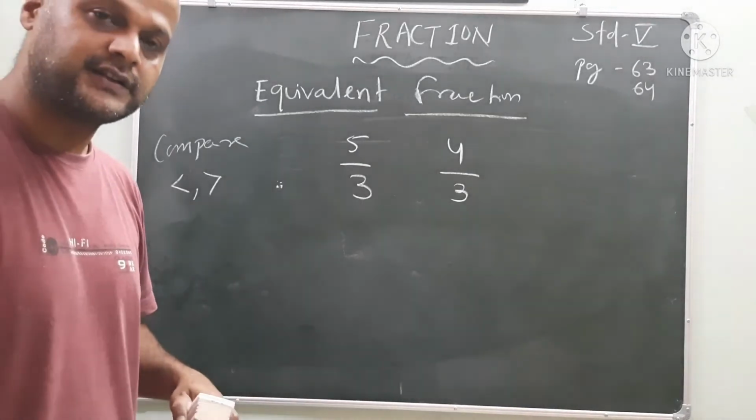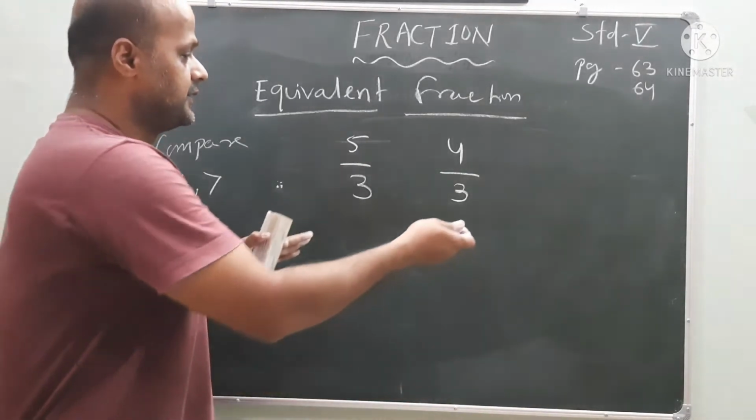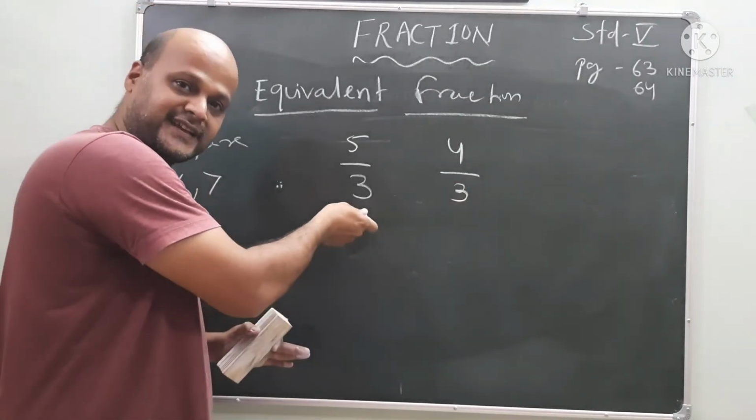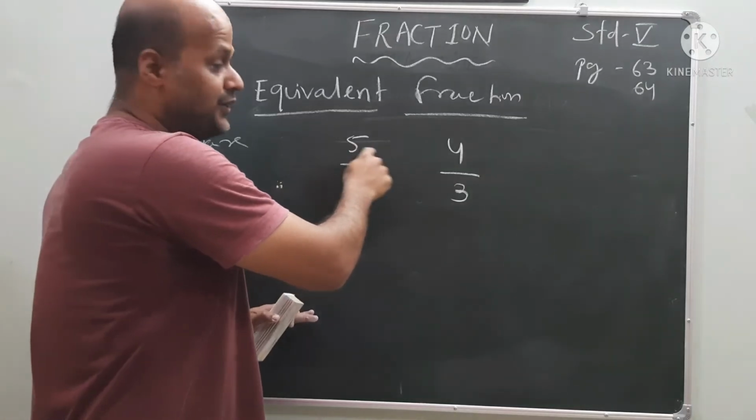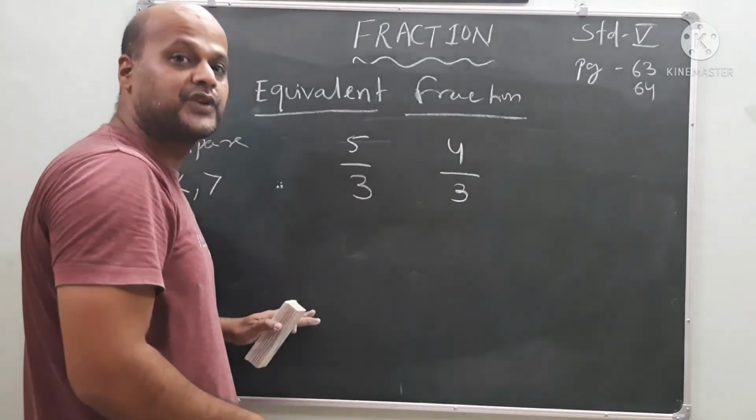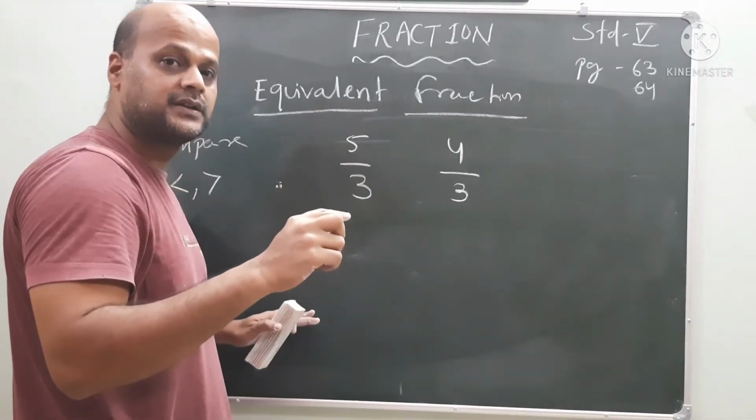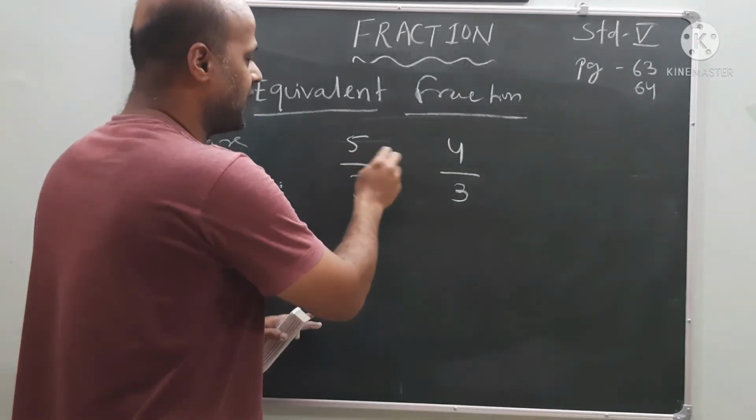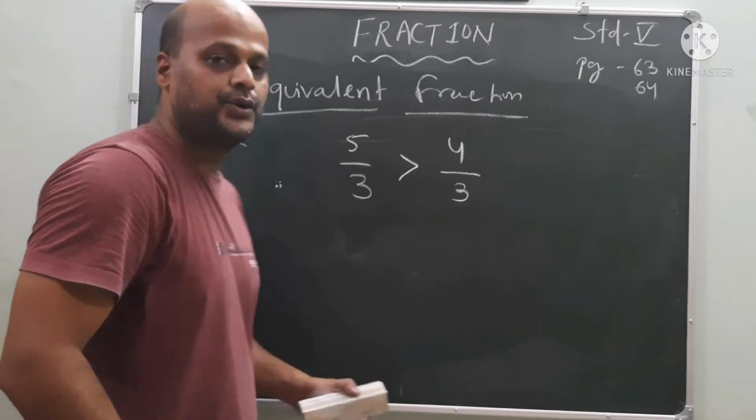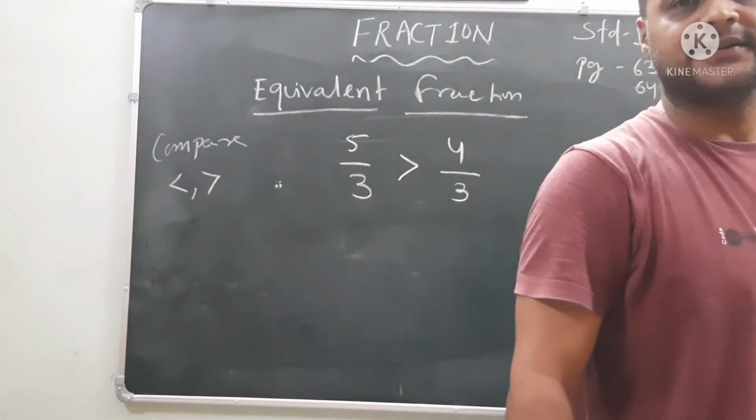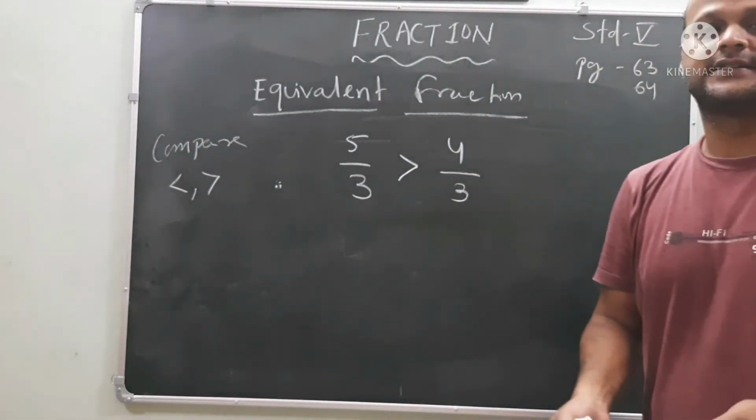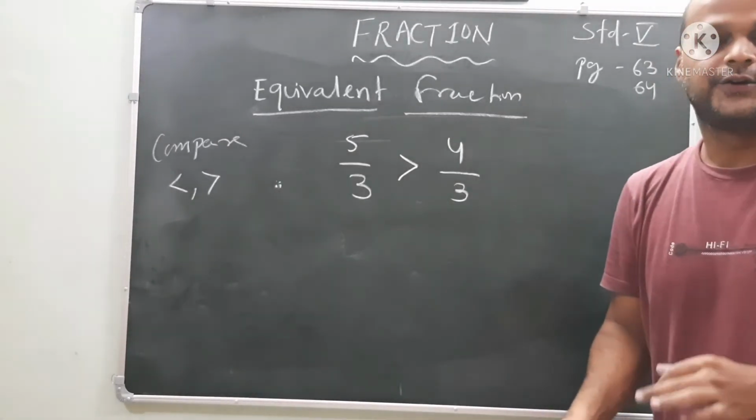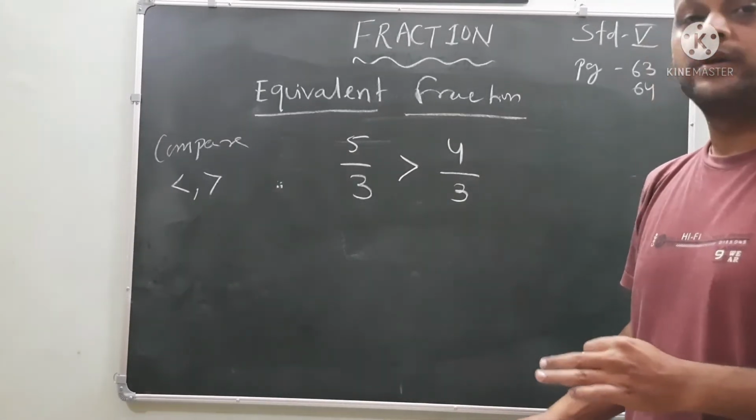Here also, what? Denominators are the same. Numerators are different. In this case, which one is bigger? The bigger numerator is bigger. So 5 by 3 is greater than 4 by 3. Okay, so this is the related topic to your fraction.